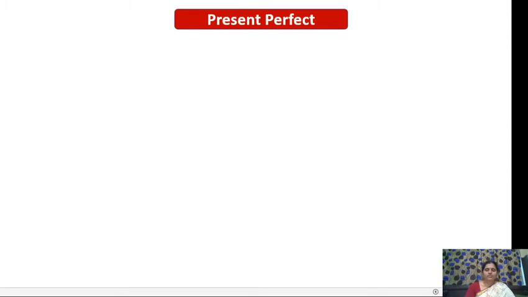The third form of the present tense is present perfect. So what is the form of this sentence?